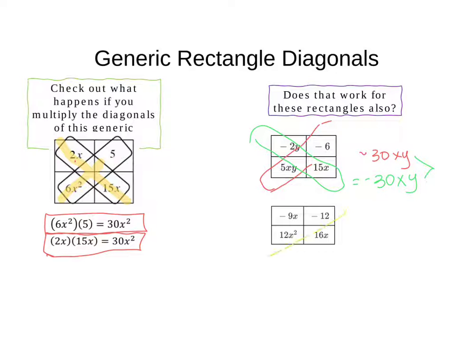What is 12x squared times negative 12? Well, it equals 144. I should say negative 144 x squared. And how about negative 9x times 16x? Do you know that one? I'll bet you do. It is negative 144 x squared.